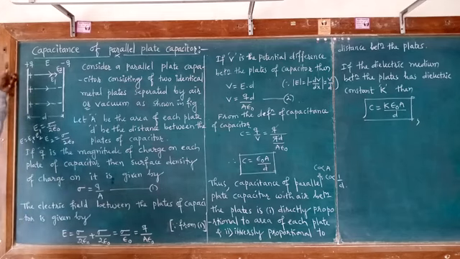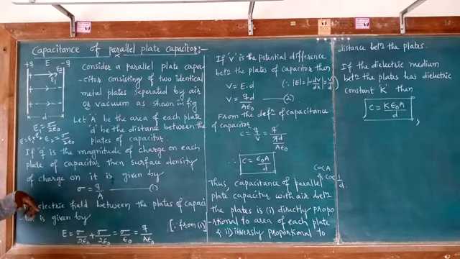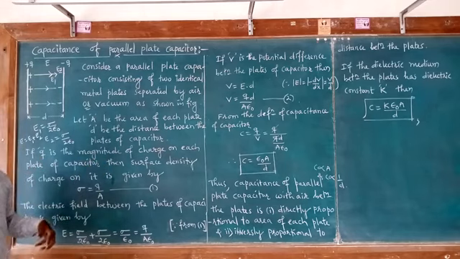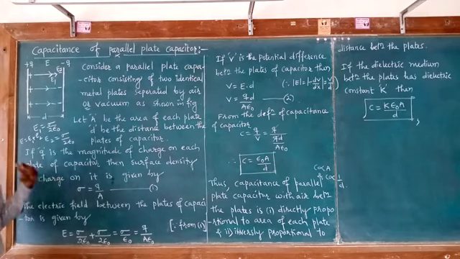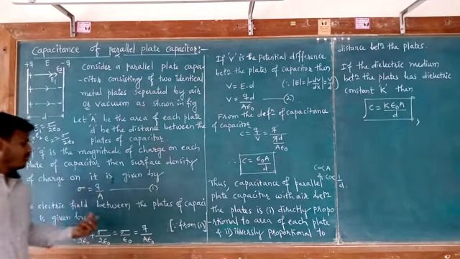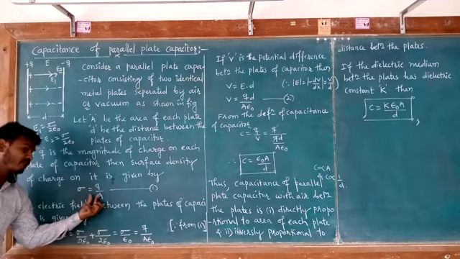And one more, let A be the area of cross section of each plate of the capacitor, let D be the distance of separation between the two plates of the capacitor, and if Q is the magnitude of charge on each plate of the capacitor, then the surface density of charge on it is given by sigma is equal to Q divided by A. This is equation number 1, where Q is the charge on each plate of the capacitor, A is the area of each plate of the capacitor.